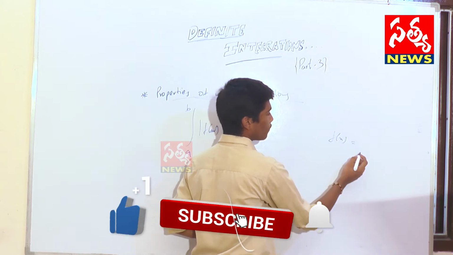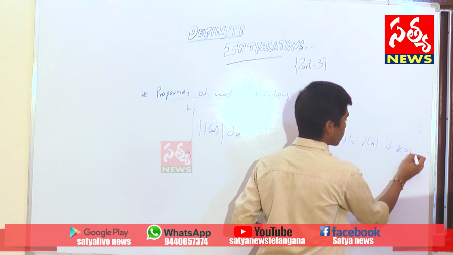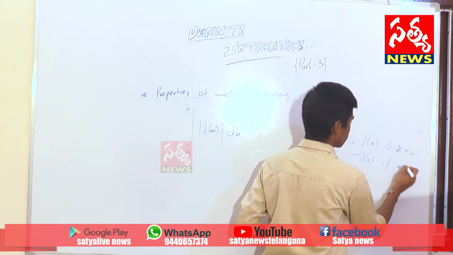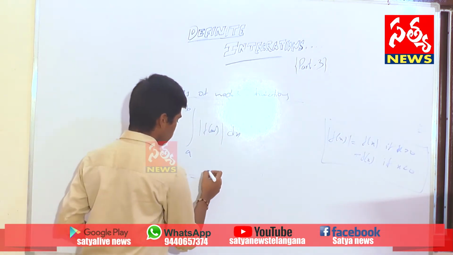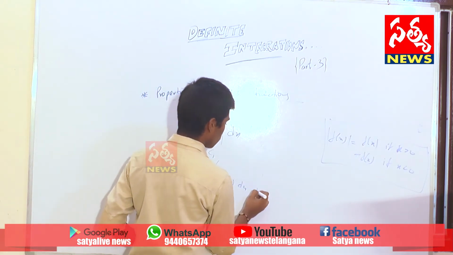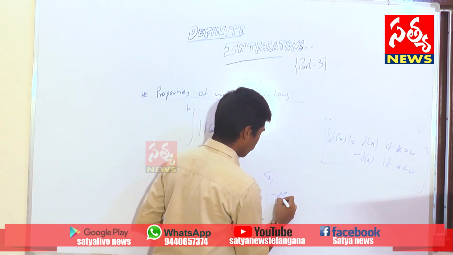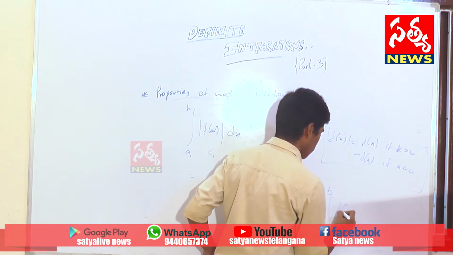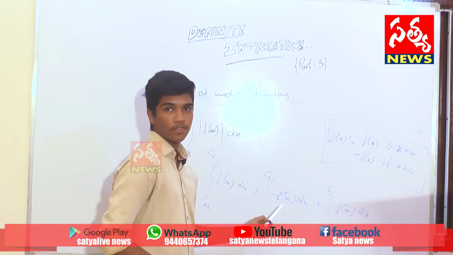Mod f of x equals f of x if f of x is greater than 0, and minus f of x if f of x is less than 0. This is the condition, and the integration goes like this: integration a to c1 f of x dx, plus integration c1 to c2 minus f of x dx, plus integration c2 to b f of x dx. Why did minus f of x come here?